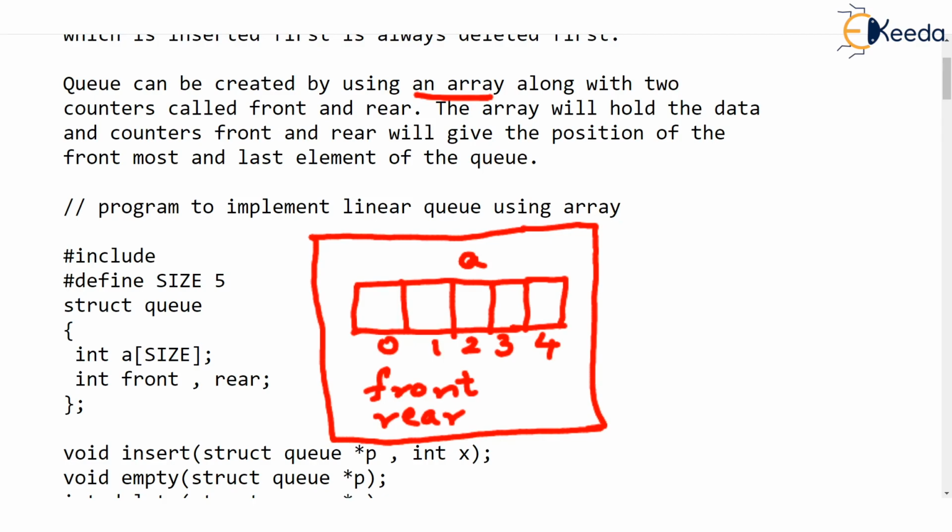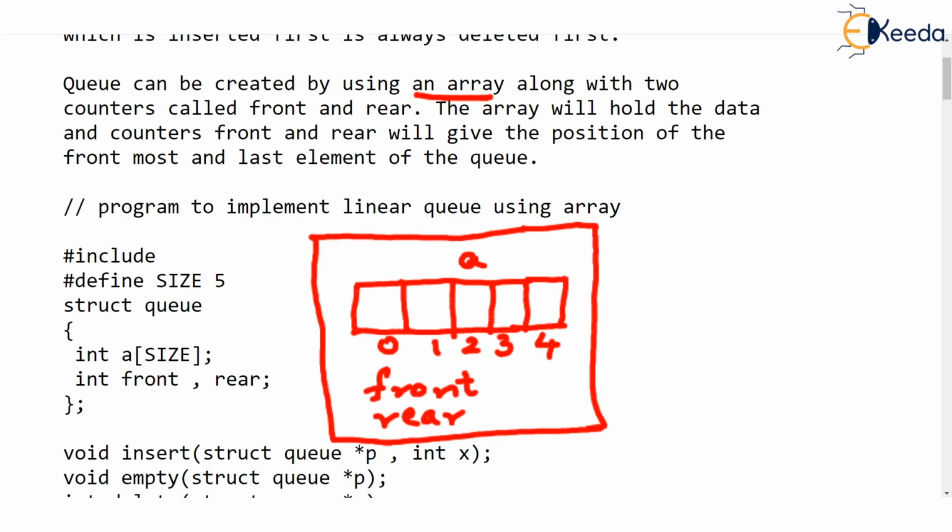Now you watch that front is a counter which will always give us the index or the position of the frontmost element in this queue, and rear, as the name suggests, will give us the index or the position of the last element in the queue.